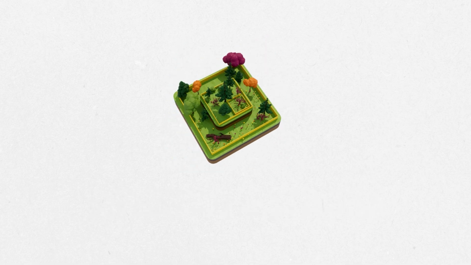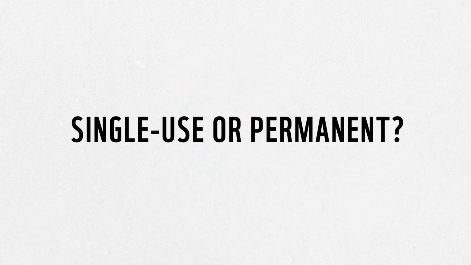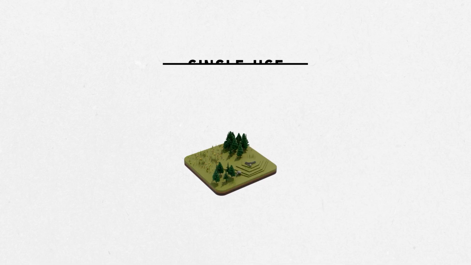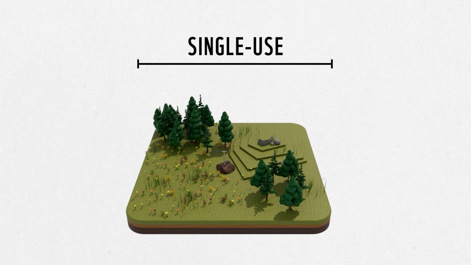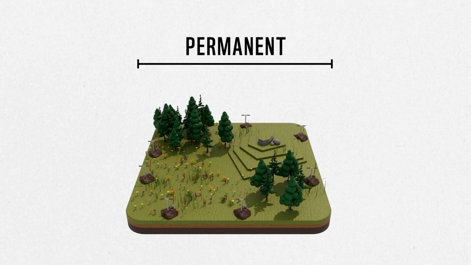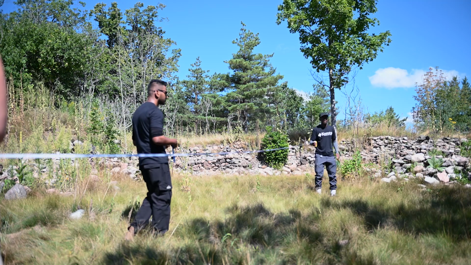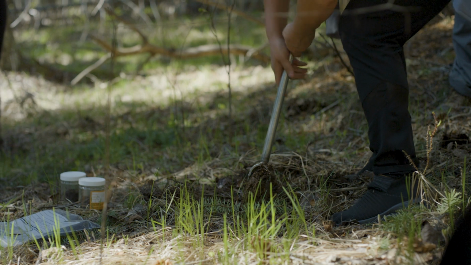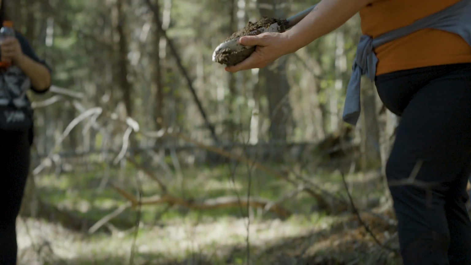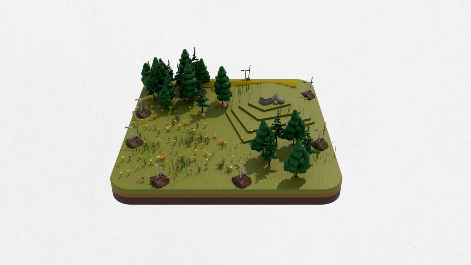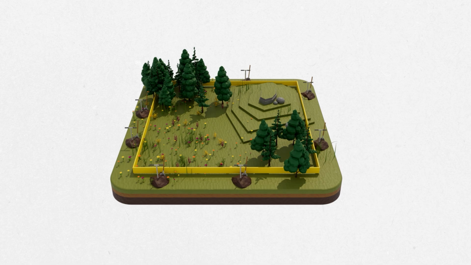You also have to decide if your plots will be single-use or permanent. Single-use plots are sampled once, and that's it. Permanent plots are used again and again, so you can track changes over time. A quick note regarding permanent plots. If you're doing anything that might disturb the site, like digging soil samples, do that just outside the plot area to keep it intact for future visits.